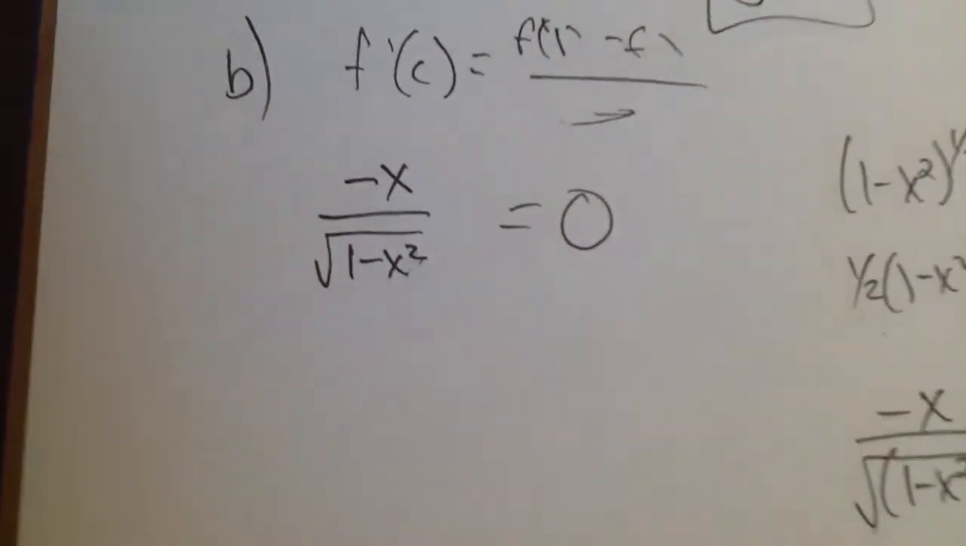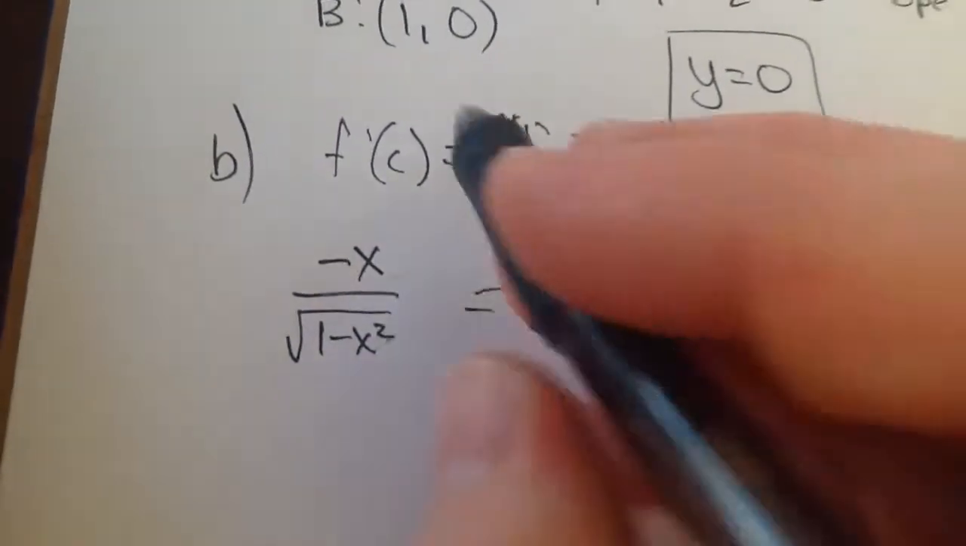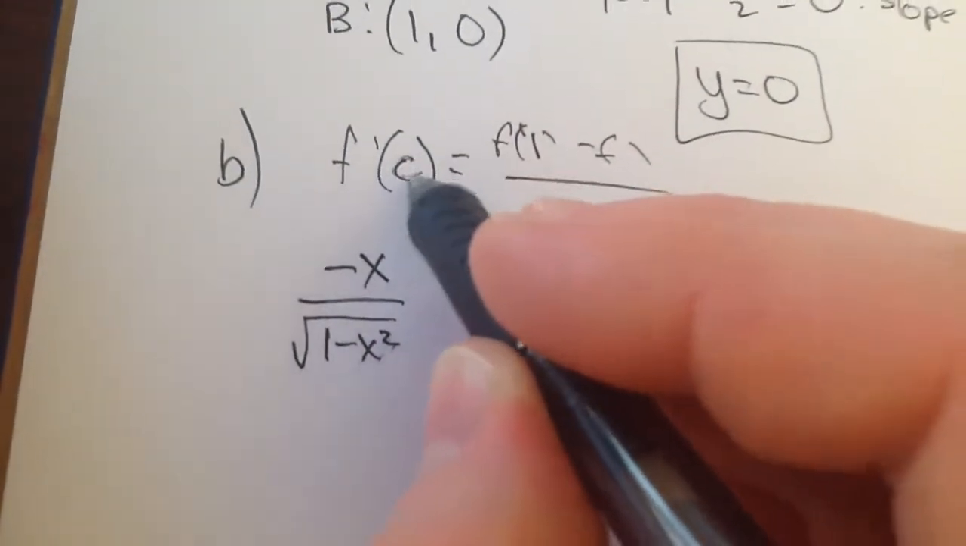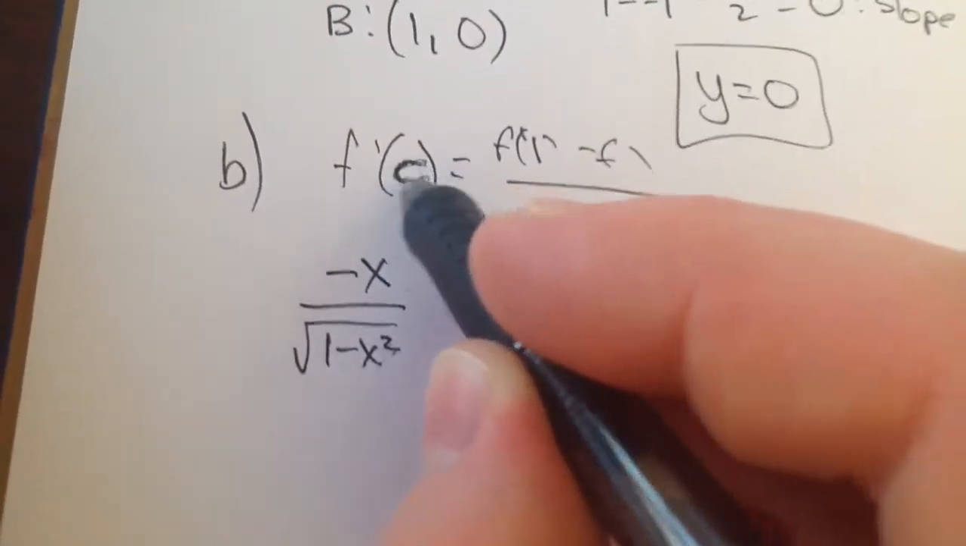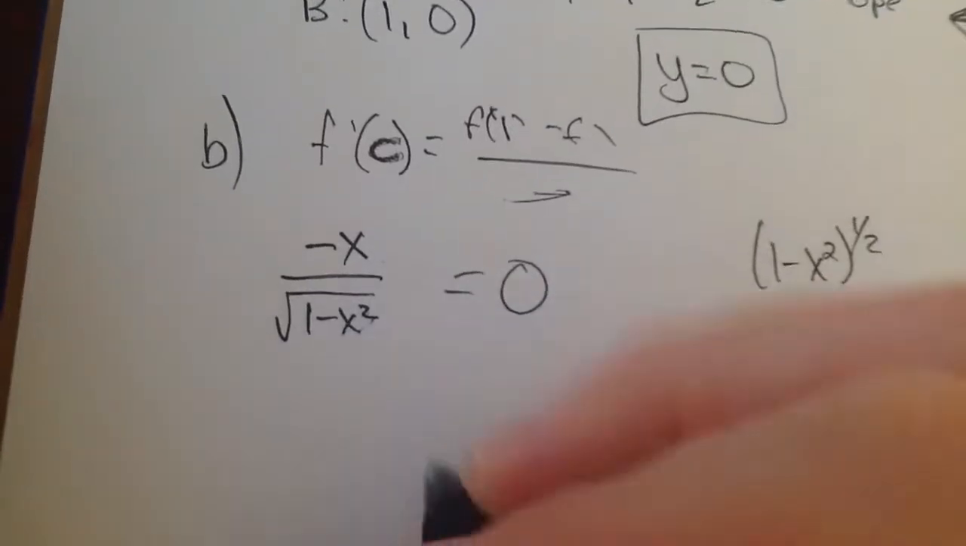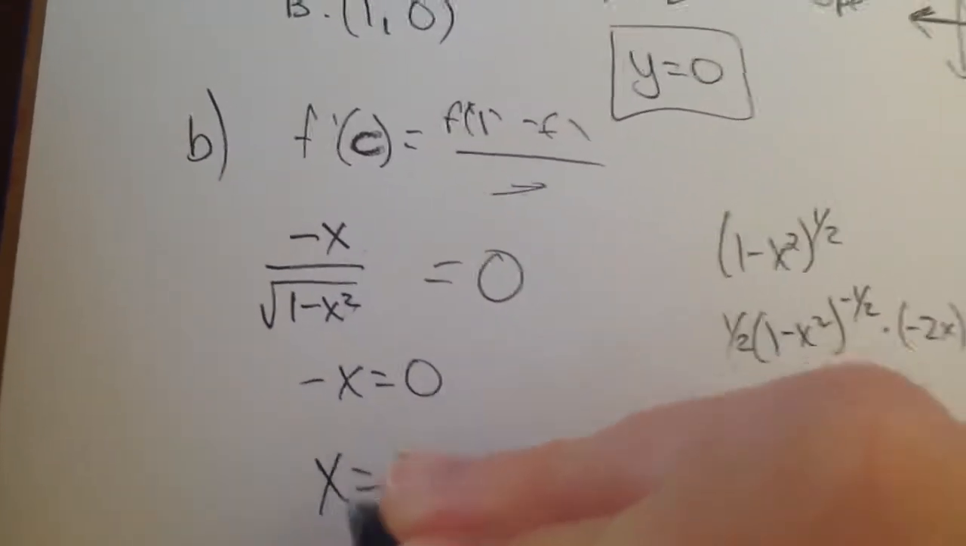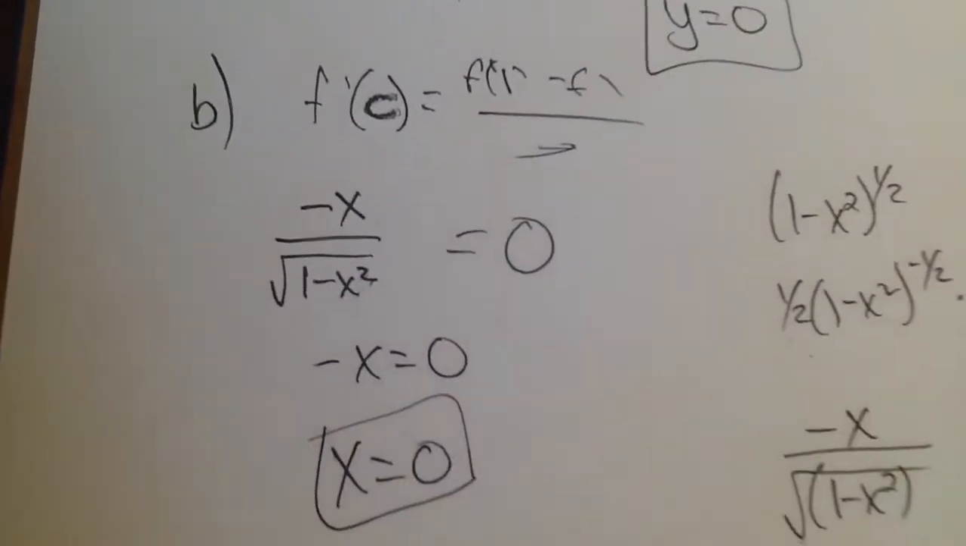Oh, I could plug in c's. Notice I don't really ever do that. But that means if you know what value goes in here that makes this equal to 0, multiply that by the bottom, so negative x equals 0. And x equals 0, or c equals 0. So that's the point.